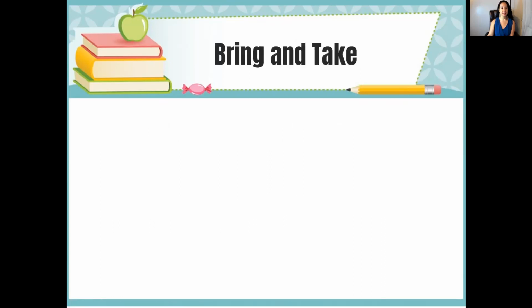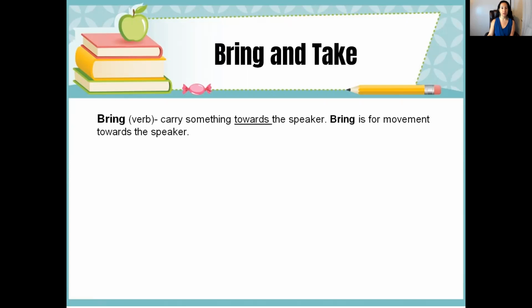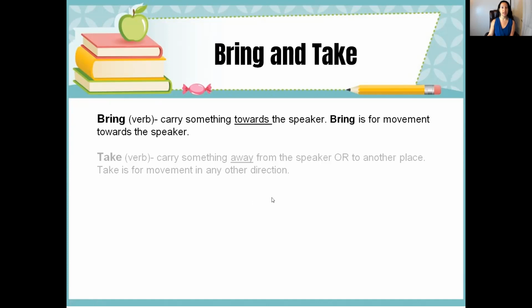Bring and take. Bring is a verb. It means you have to carry something towards the speaker, or you bring it for a moment towards the speaker. So we're going to move on a little bit further, and I'll help you understand, because sometimes it's a little tricky on this one. Take is a verb too. So you're carrying something away from the speaker or to another place. Take is for movement in any other direction.